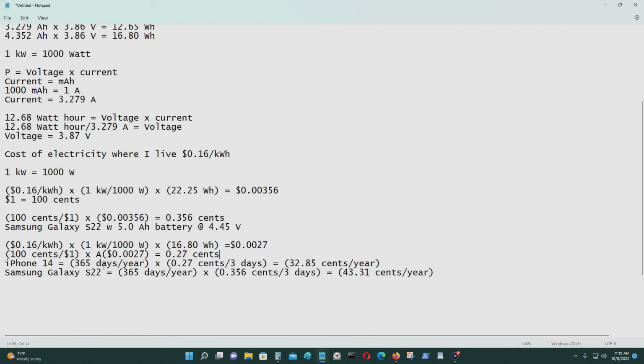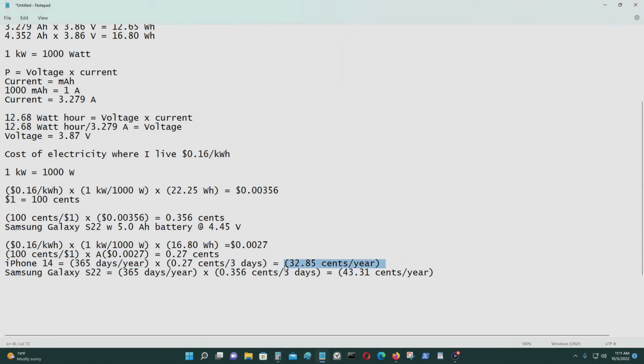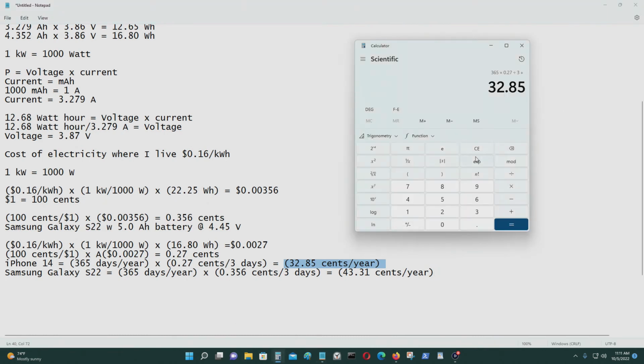So let's see if the dimensions work out here. Days cancel out. So we're left with cents per year. That's the unit that we want. 365 times 0.27 cents divided by 3. So we get 32.86 cents per year. This is how much it will cost you to charge your iPhone 14 for 1 year in electricity costs.